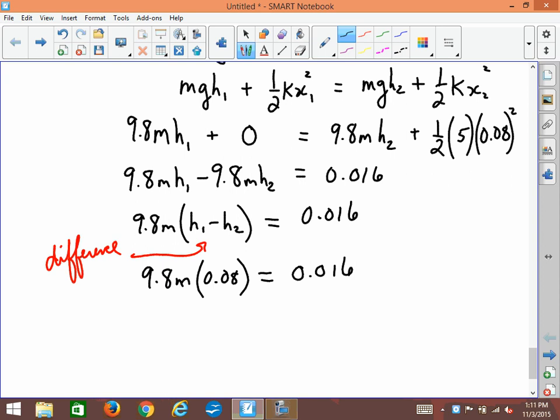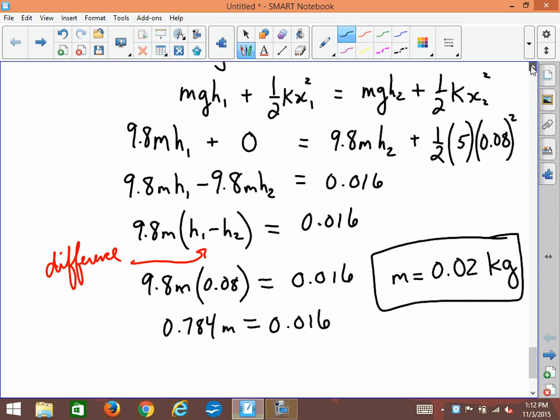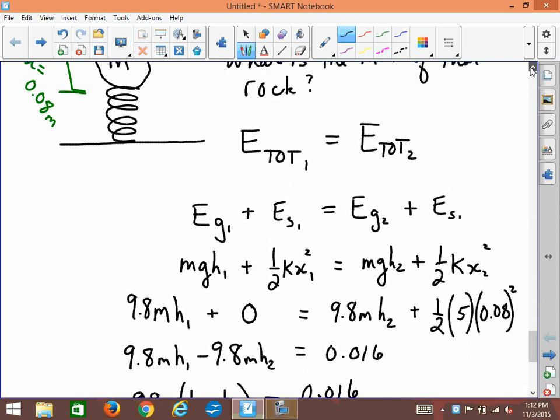9.8 times 0.08 equals 0.784, so we get 0.784m equals 0.016. And so we do some dividing. It's going to be a small number divided by about 0.784-ish, and we get a mass of 0.02 kilograms, so 20 grams, a small mass. But you can see how the mass emerged from the math. And of course, we could have used this same mathematical model to determine all kinds of things.